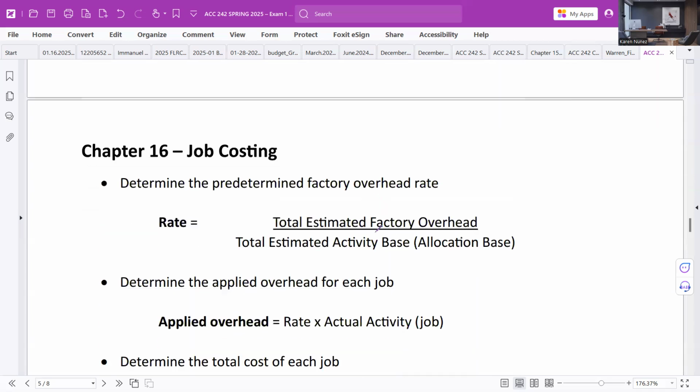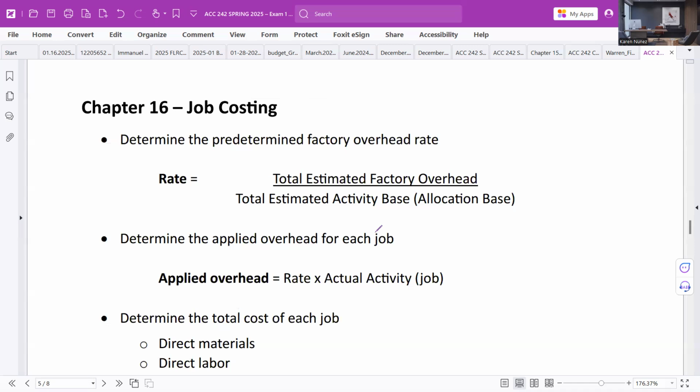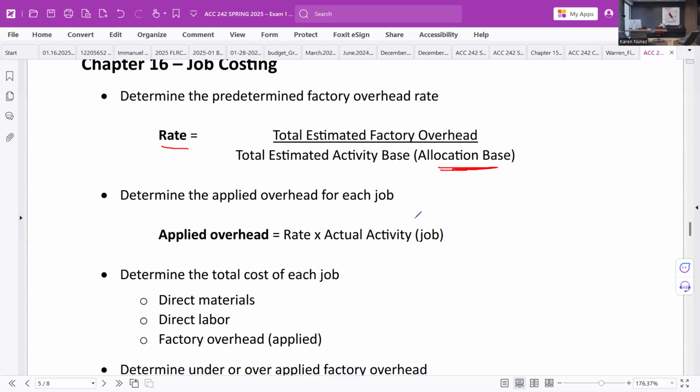Next, chapter 16, job costing. So the key takeaways from chapter 16, you need to be able to determine the factory overhead rate. And the rate is based on the estimated factory overhead over the estimated activity base. Whatever that base is, direct labor hours, machine hours, whatever we define that base as, that's what you're going to divide by. And when we apply overhead, it's always going to be the rate times that actual activity, whatever the actual activity is, actual machine hours, actual labor hours, whatever it is.